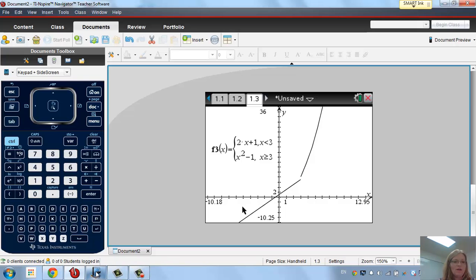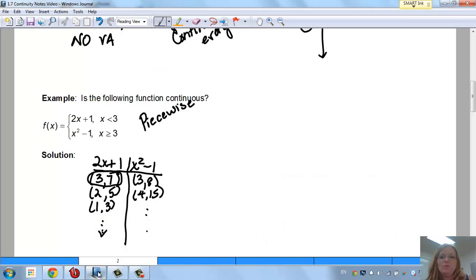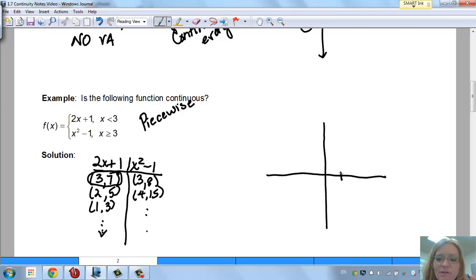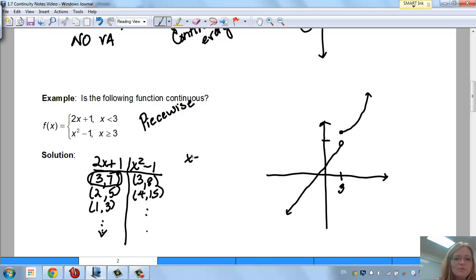There's a hole there. When you do this, you could actually graph it yourself, but it's a line. So here's (3, 7). Okay, we'll pretend this is (3, 7). So this line basically goes like this, and then it starts up here at (3, 8), and it starts to be a parabola. It just doesn't look like that because I have it zoomed in. But you'll notice there's a hole there at 3. There's a break at 3. So x equals 3, there's a break in the graph. So it is discontinuous.